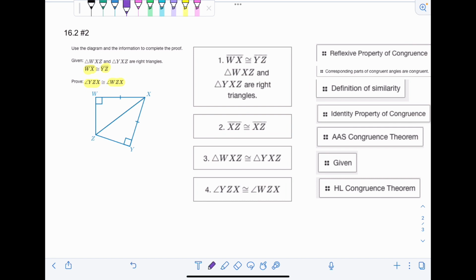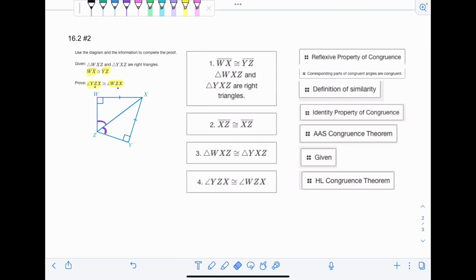So let's point out what angles we're trying to prove are congruent. Where's my YZX? That'd be this one right here. It has a Z in the middle, so the Z is the vertex. And then it's congruent to WZX, so Z in the middle, Z is the vertex. So I just want to prove that those two triangles are congruent, or not those two triangles, excuse me, those two angles are congruent.